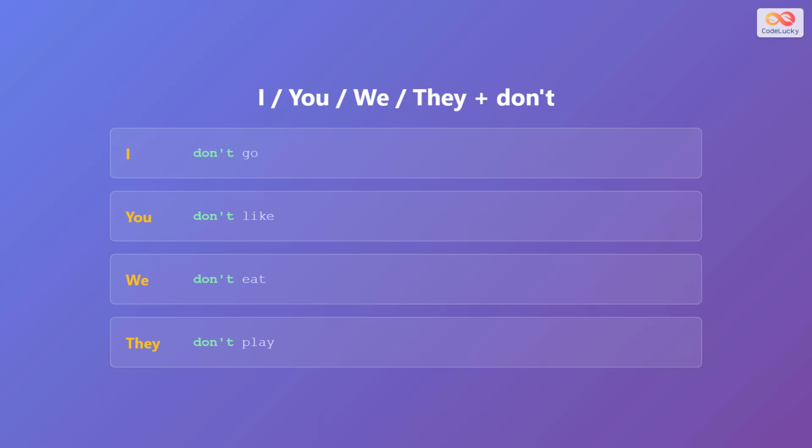With the pronouns I, you, we, and they, we use do not, which is shortened to don't. For example, I don't go, you don't like, we don't eat, they don't play. Remember, the verb stays in its base form without any changes.